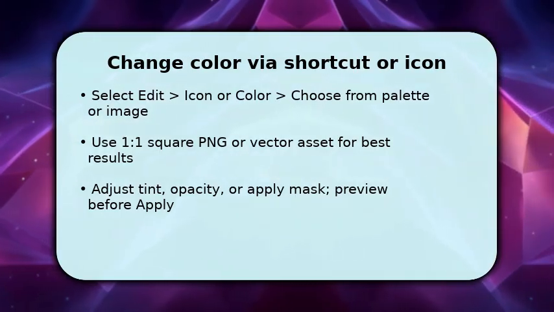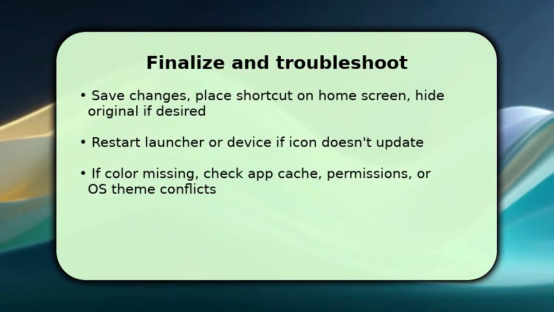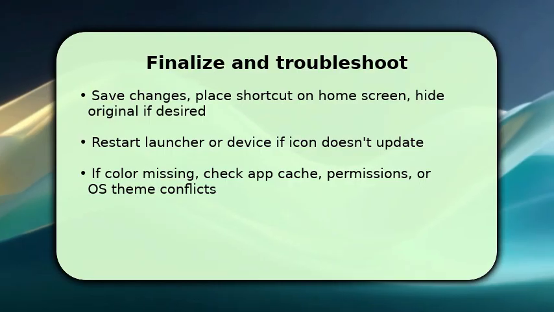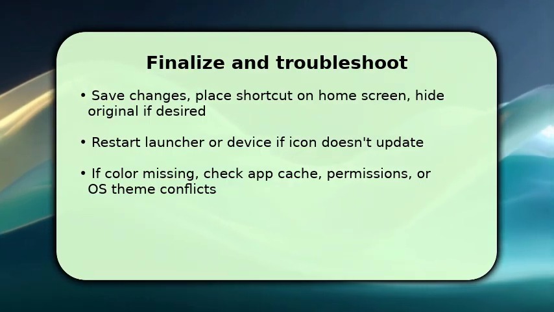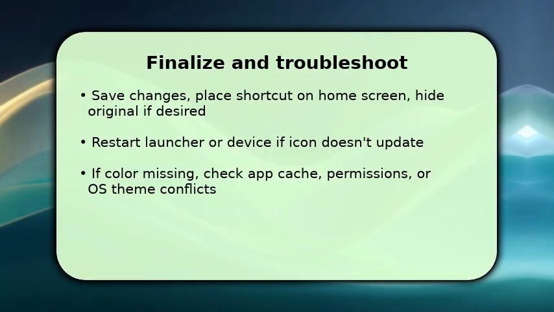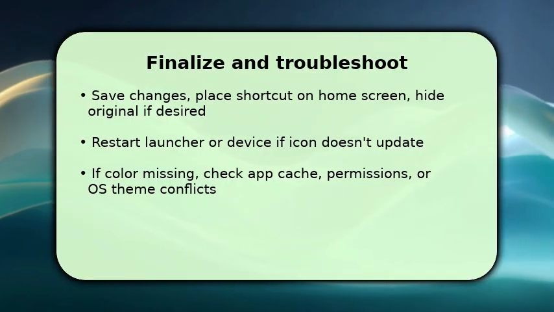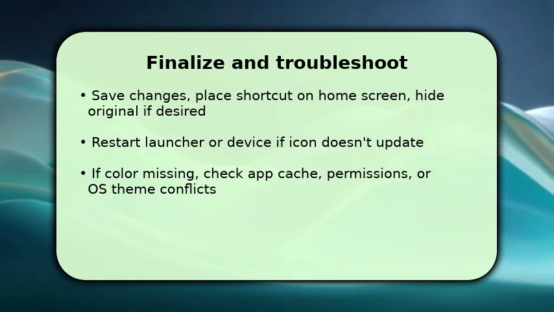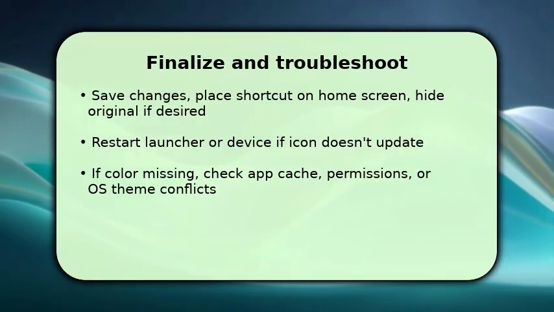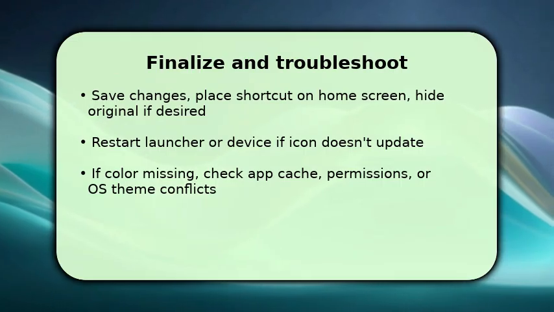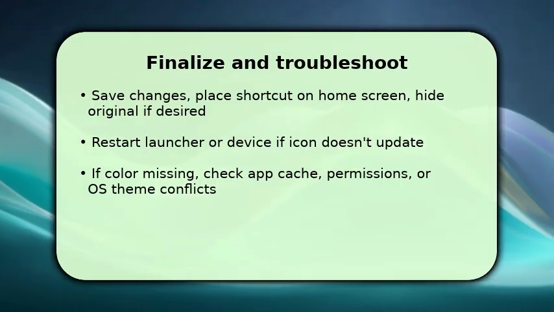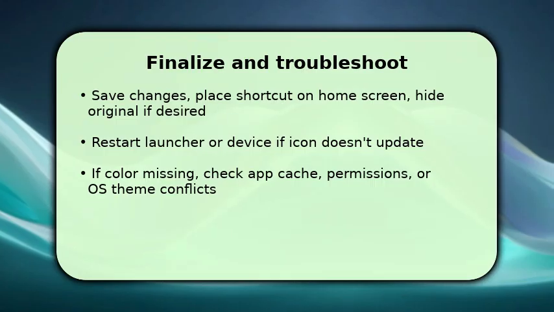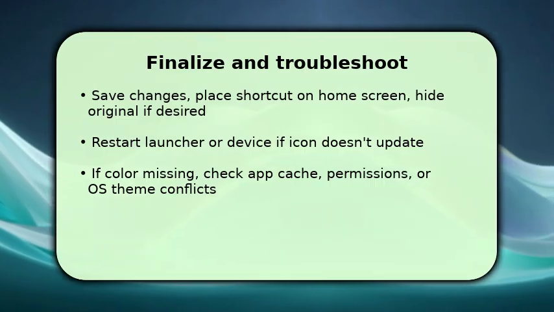After you save, place the new shortcut on your home screen and optionally hide or remove the original app icon to avoid duplicates. If the icon or color doesn't appear correctly, restart the launcher or reboot the device to refresh caches. Make sure the app or shortcut has permission to display overlays and that a system-wide dark or accent theme isn't overriding your choice. If problems persist, clear the launcher cache or re-import the icon asset at a supported resolution, then reapply.